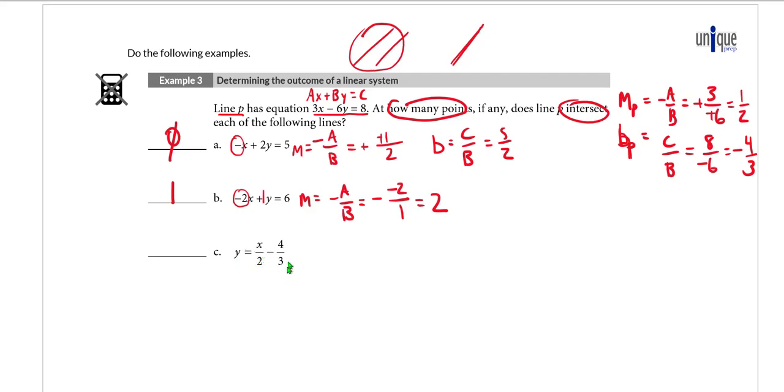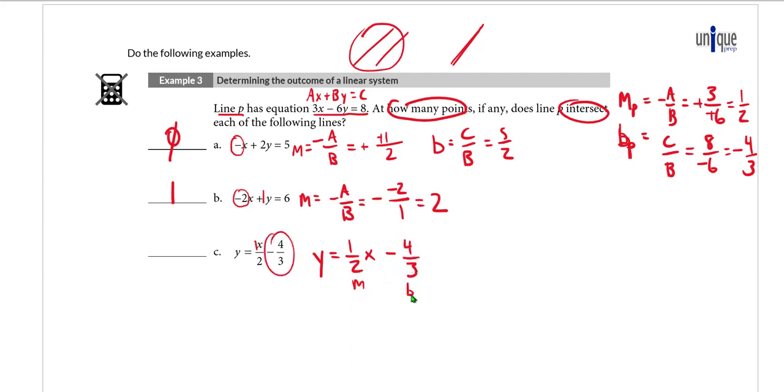The third equation is already somewhat in slope-intercept form. So I'm just going to separate out that 1/2. I'm going to pull that 1/2 out in front of the x just so it's in my m position, and the y-intercept will be negative 4/3. That's just that right there.